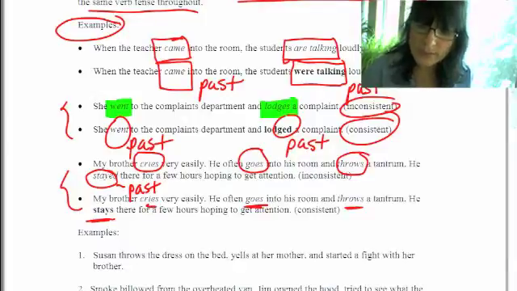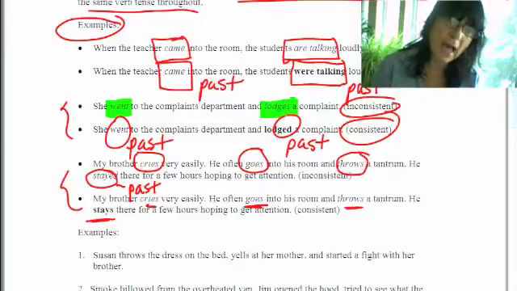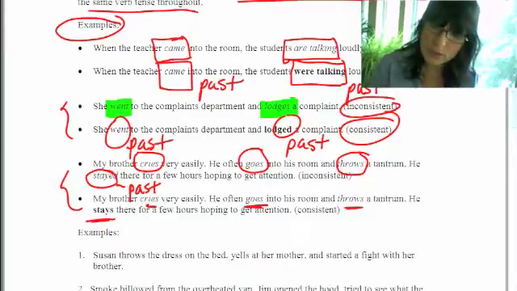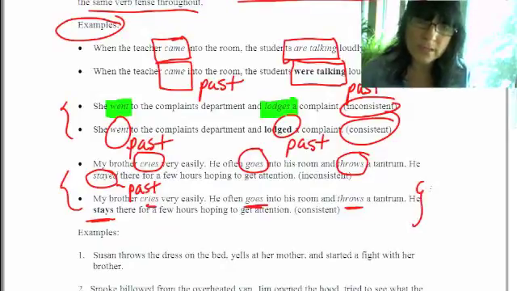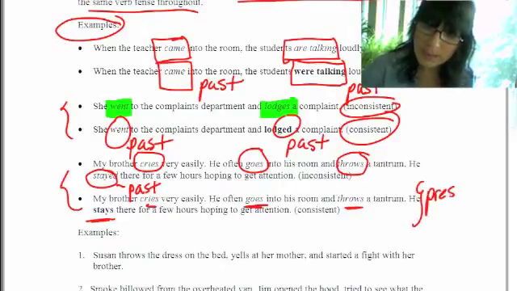The alternative is to put them all in the past. My brother cried very easily. He often went into his room and threw a tantrum. He stayed there for a few hours. So if you were writing something about the past, something that your brother used to do, you'd do it all in the past. But you're talking about what your brother's doing on a regular basis. So the best thing would be to put them all in the present tense.